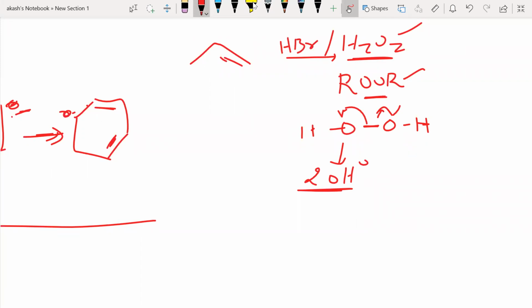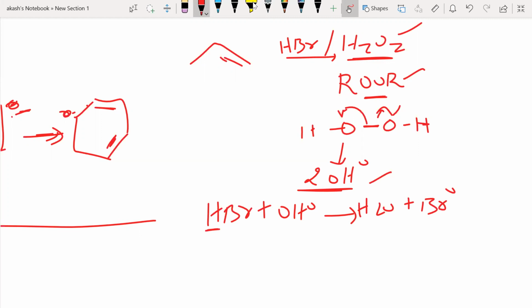Now what is going to happen is this OH dot is going to combine with HBr, and it is going to abstract the H dot from this. So I'm going to have H2O plus Br dot getting formed. So first the H2O2 undergoes homolytic cleavage to form OH radical, hydroxy radical, and that is going to react with HBr to form your H2O, abstracting a hydrogen, and Br dot. Now this Br dot is going to attack the alkene.